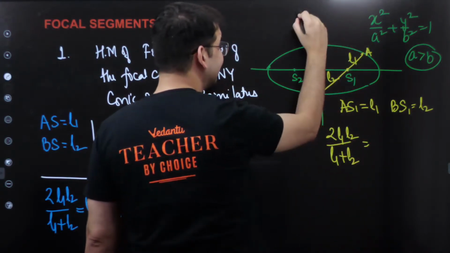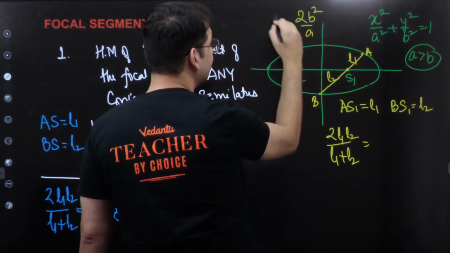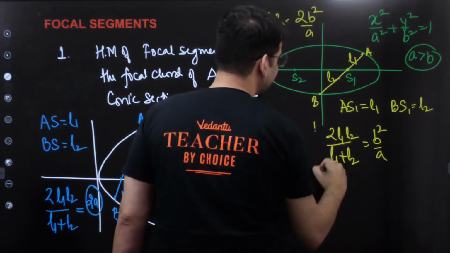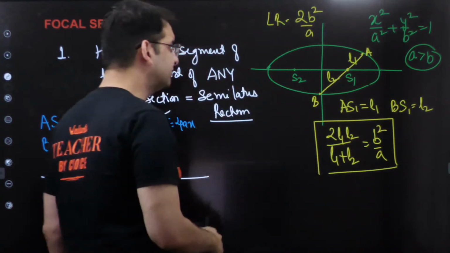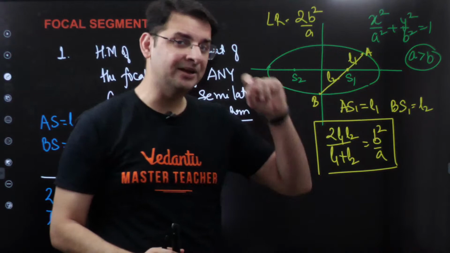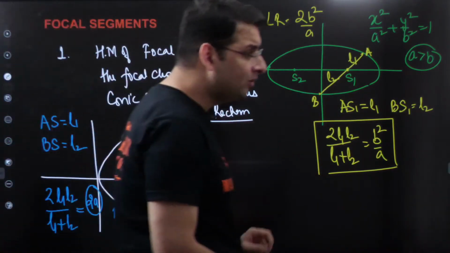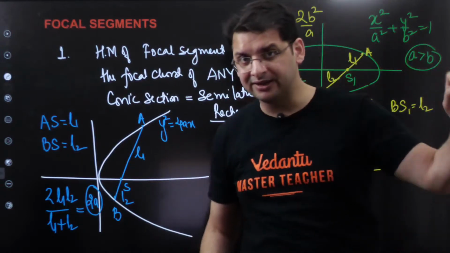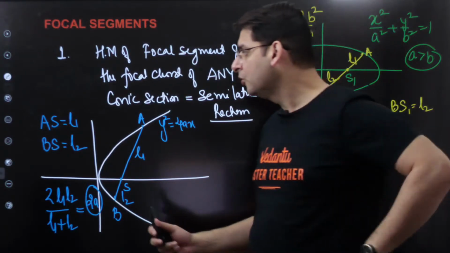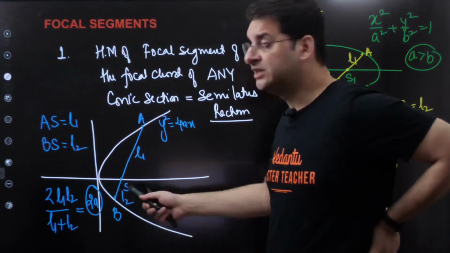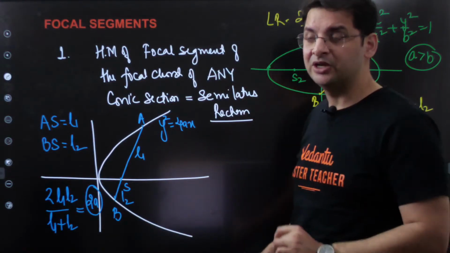The latus rectum in this case is 2b²/a. Semi is going to be b²/a. And the same thing is going to happen with hyperbola also. So this property is not only restricted to parabola, but it extends to ellipse and hyperbola also. The two segments of the focal chord, their harmonic mean is always equal to the semi-latus rectum. One thing you have to keep in mind.